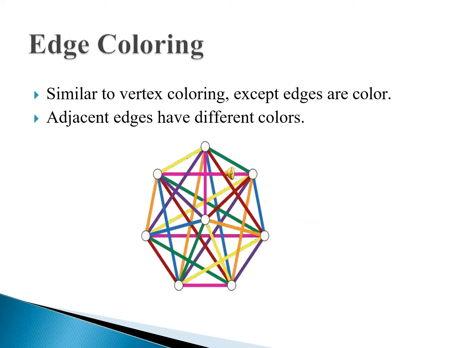Edge coloring. Edge coloring is similar to vertex coloring, except here edges are colored. Adjacent edges must have different colors. You can see the example shown below.